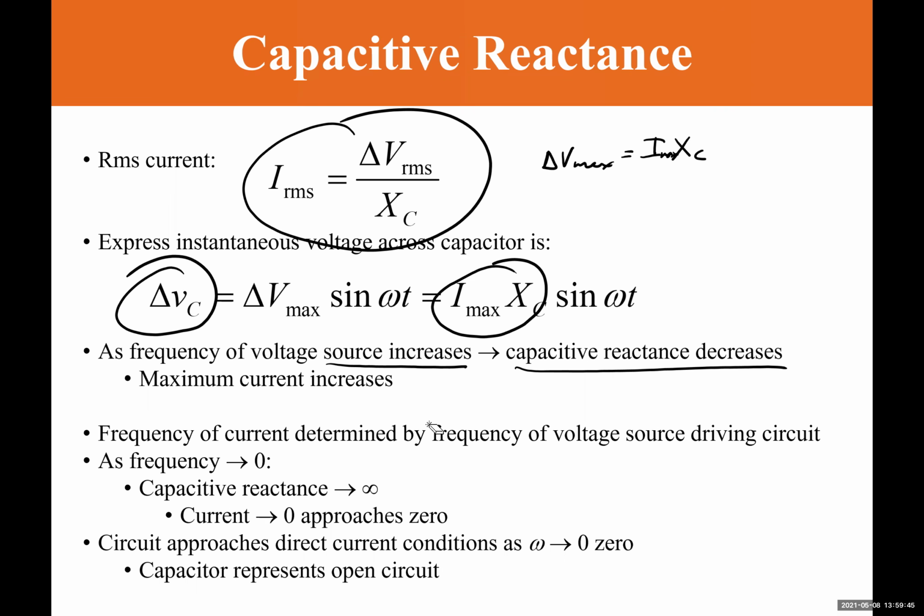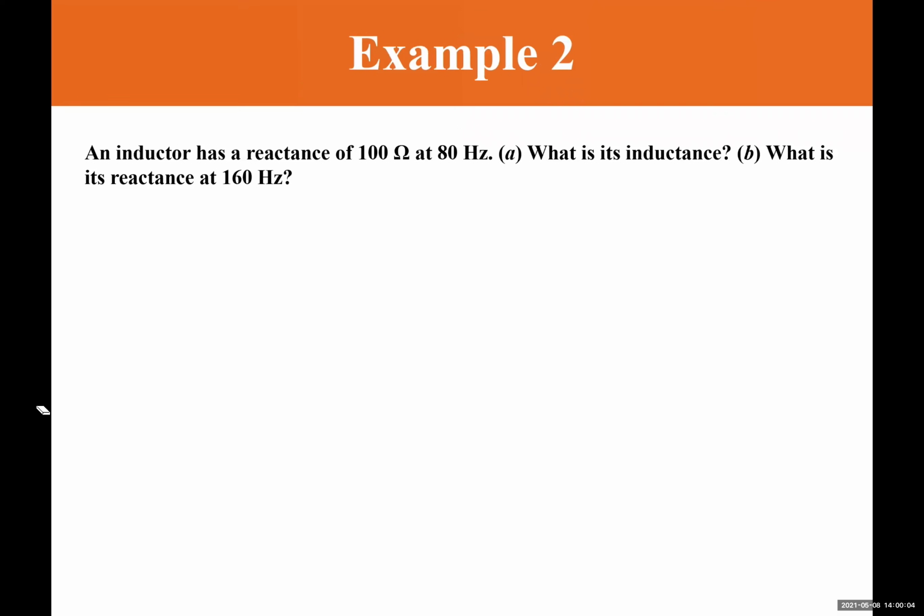It would just slowly go to the maximum value when you have a DC circuit. But here you have something more complicated and a little different. The inductor gives you a reactance that is frequency dependent, same with the capacitor. All right, so let's look at some examples here.